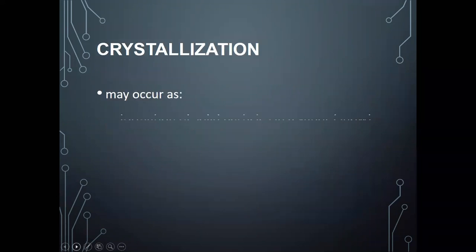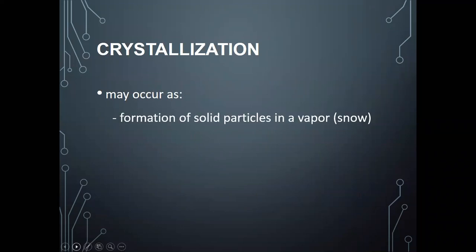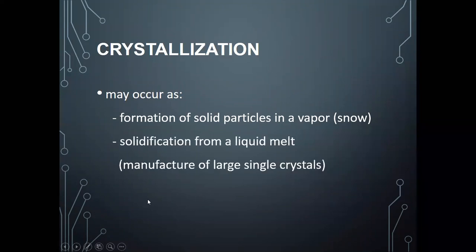Now, crystallization may occur in the case of the formation of solid from vapor, and that is in the case of the snow, but we don't have it here. And it could also occur as solidification, and most of the time, the solidification from a liquid melt. And this is usually happening in the manufacture of large single crystals. In the industry, we have crystallization from liquid solution. So we're forming crystals from a homogenized liquid solution.